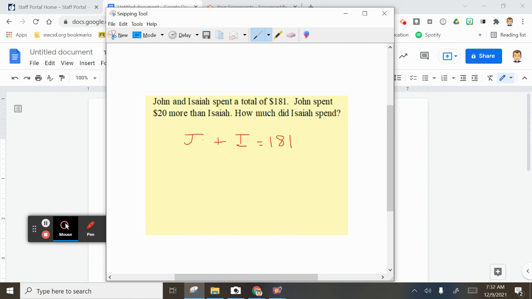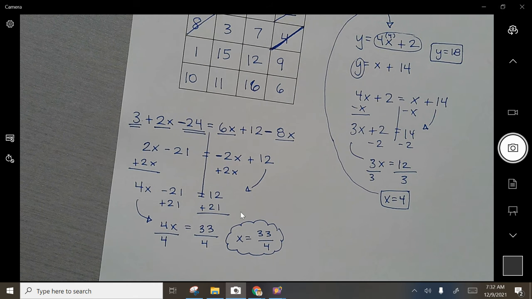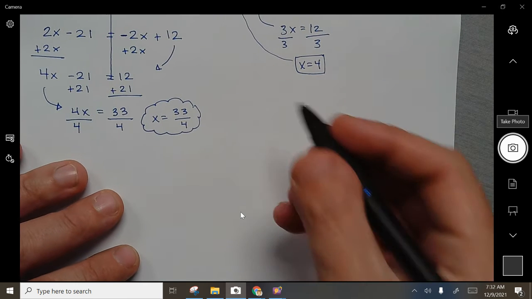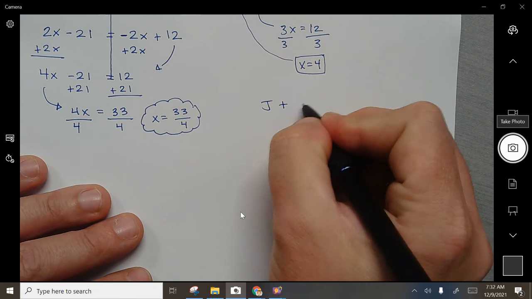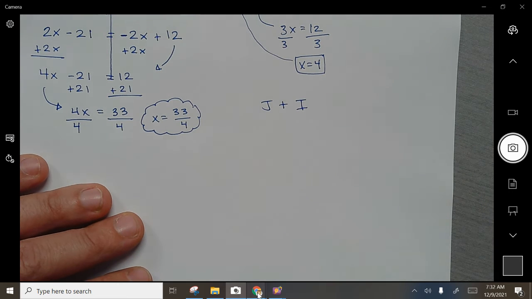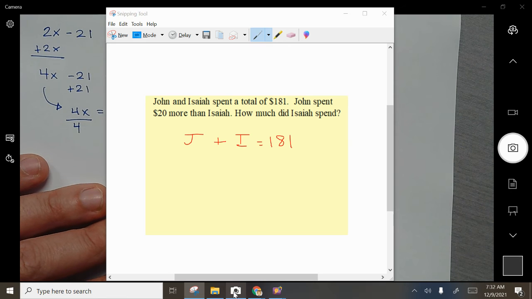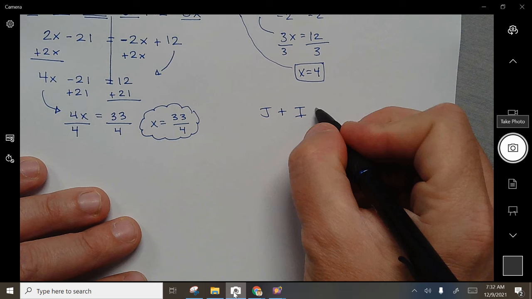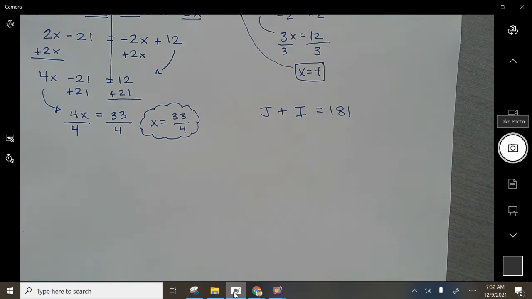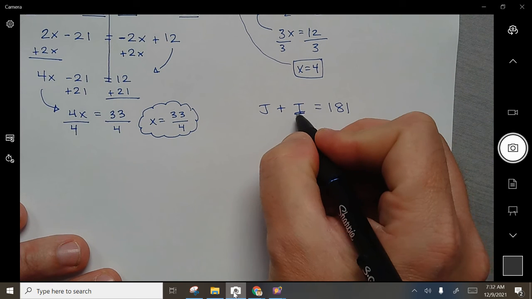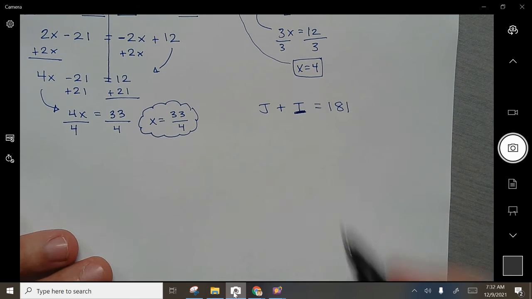And then John spent 20 more than Isaiah. So John plus Isaiah, was it 181? I already forgot. 181, cool. Okay. Equals 181. Sorry, the landscapers are right here doing work, so it might get a little loud.